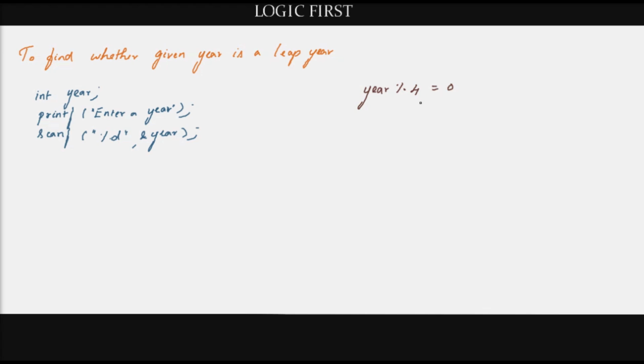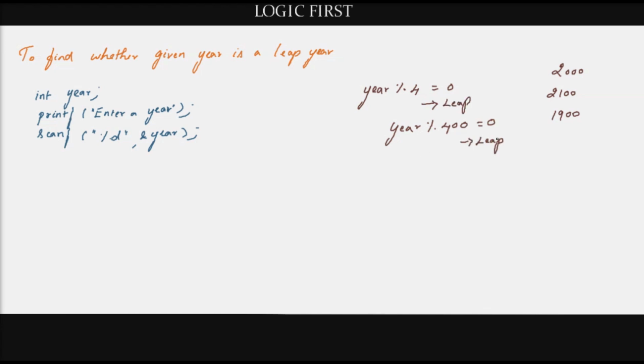You do have to check for one more condition. For example, if you are encountering a century, as in the year 2000 or 2100 or 1900, if you are encountering centuries like this, you do have to check for one more condition. The century has to be a multiple of 400, or in other words, year modulo 400 should also be 0. Only then we can consider the year as a leap year.